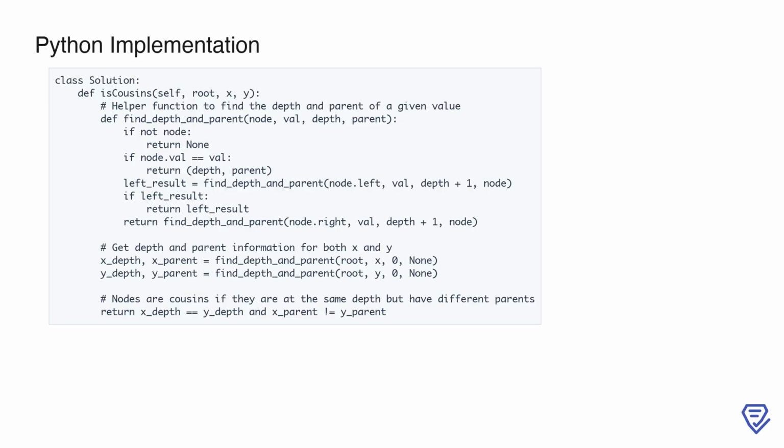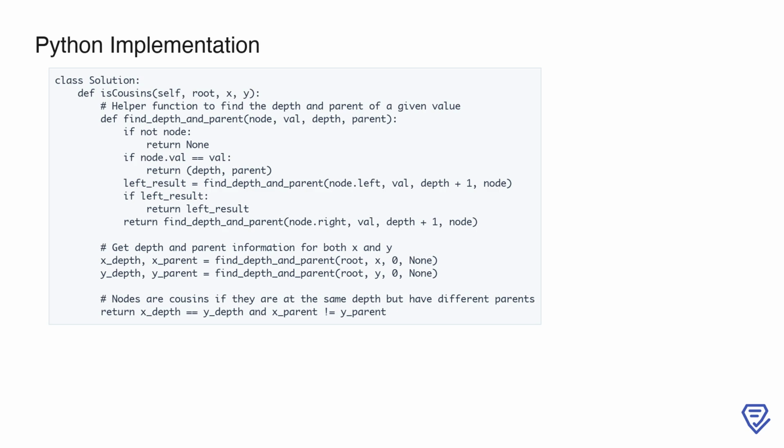3. The find_depth_n_parent function is called twice, once for x and once for y. This retrieves the depth and parent information for both nodes. 4. Finally, the method checks whether x and y satisfy the conditions for being cousins. Their depths must be equal. Their parents must be different. 5. The result of the comparison is returned as a Boolean value.